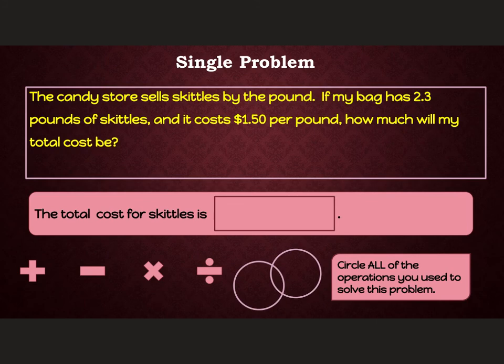Okay, this is a single problem. I think it meant to say single step problem, but we get it. The candy store sells Skittles by the pound. Sounds like my kind of store. If my bag has 2 3/10 or 2.3 pounds of Skittles, and it costs $1.50 per pound, how much will my total cost be? Aha.